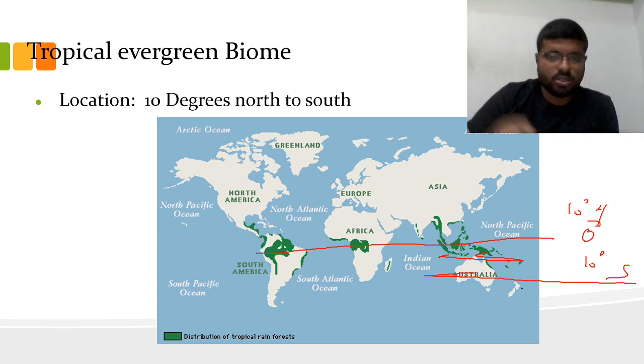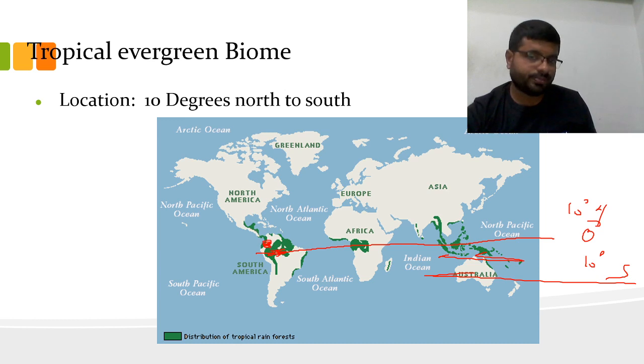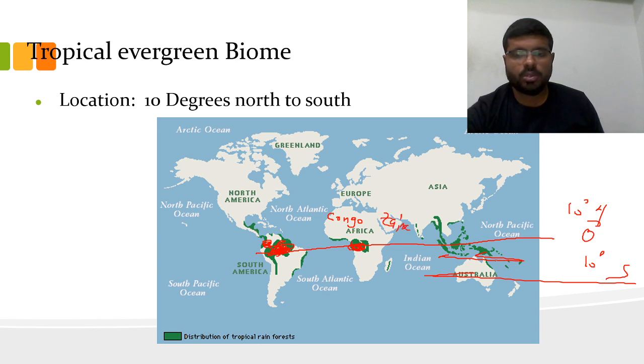Distribution areas. So this is the Amazon basin in South America. So Amazon basin, Colombian forest. This is Congo Zaire. This is Indonesian forest, Malaysian forest. This is the Philippines, right? These are the areas.